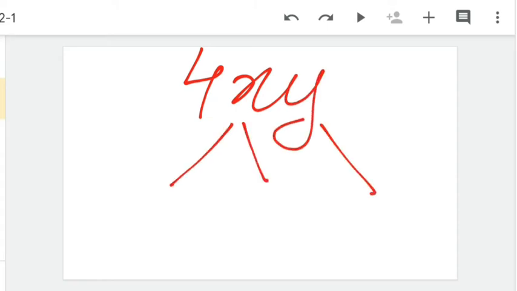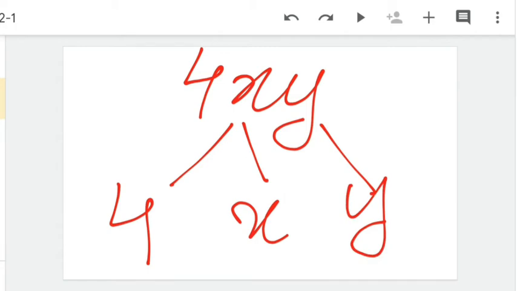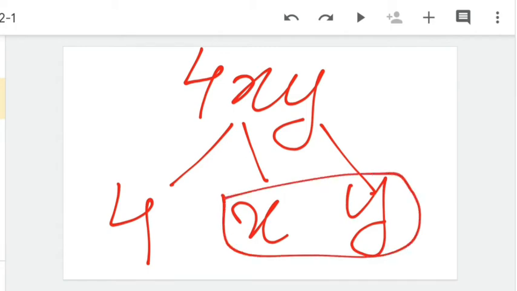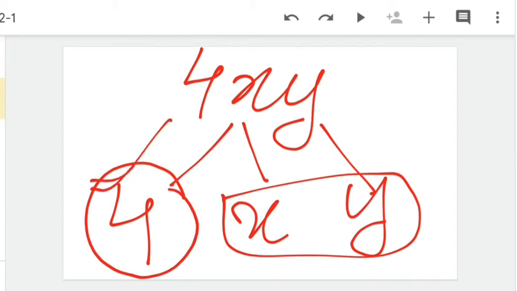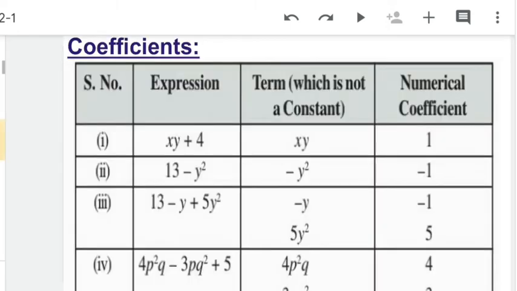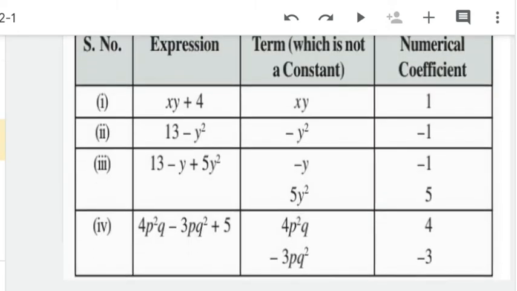If it is like 4xy, then its factors will be 4, x and y. These two are variables, so the numerical coefficient is 4 only. This is the numerical coefficient for this term. Let's see more examples to understand this.